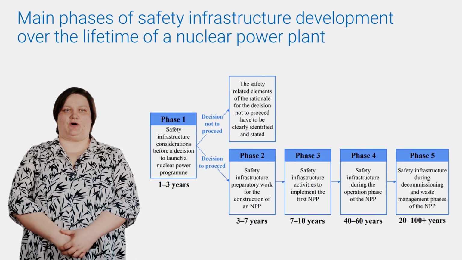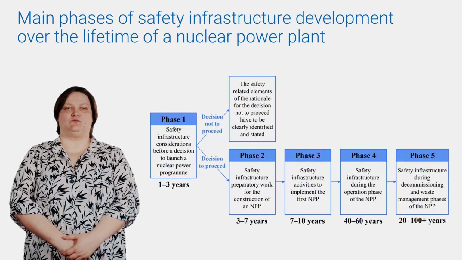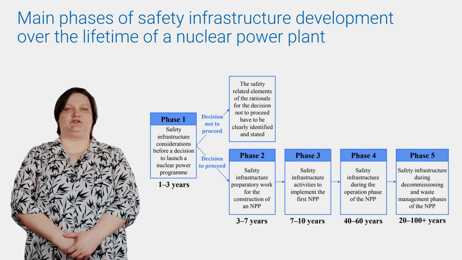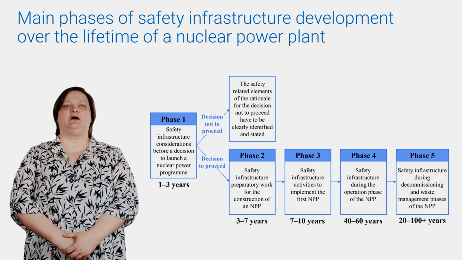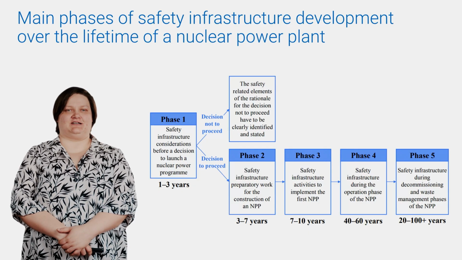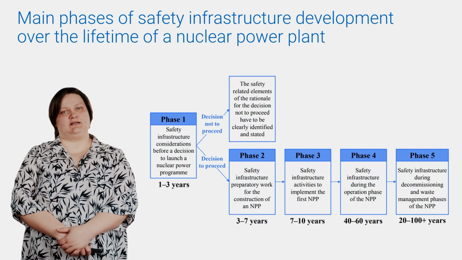The life cycle of a nuclear power plant from a nuclear safety point of view can be divided into 5 phases. Phase 1. Safety infrastructure considerations before a decision to launch a nuclear power program is taken. Average duration 1 to 3 years. Phase 2. Safety infrastructure preparatory work for the construction of a nuclear power plant after a policy decision has been taken. Average duration 3 to 7 years. Phase 3. Safety infrastructure activities to implement the first nuclear power plants. Average duration 7 to 10 years.